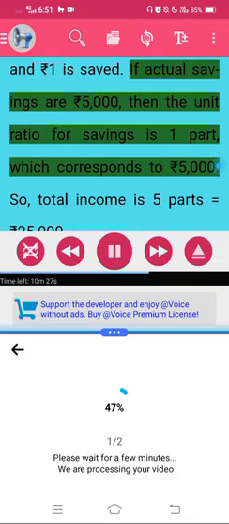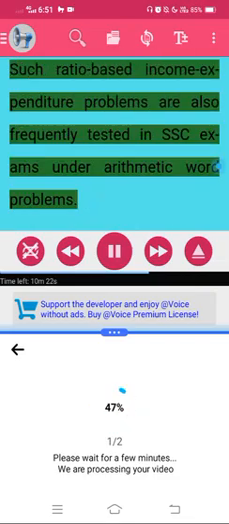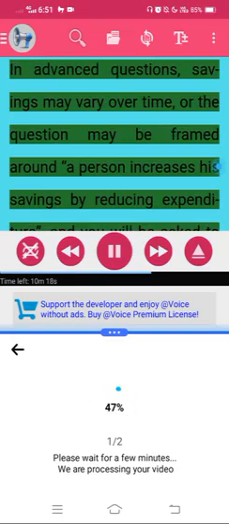If actual savings are 5,000 rupees, then the unit ratio for savings is 1 part, which corresponds to 5,000 rupees. So, total income is 5 parts equals 25,000 rupees. Such ratio-based income expenditure problems are also frequently tested in SSC exams under arithmetic word problems.